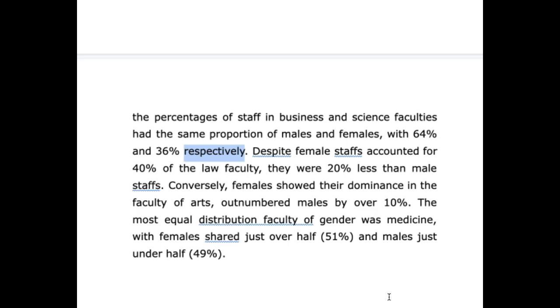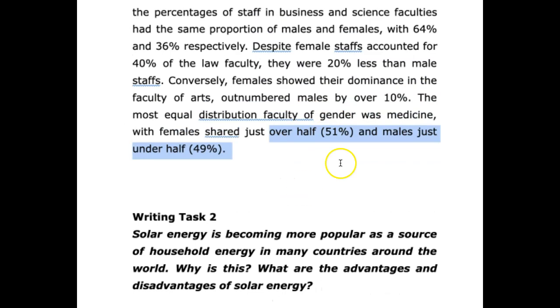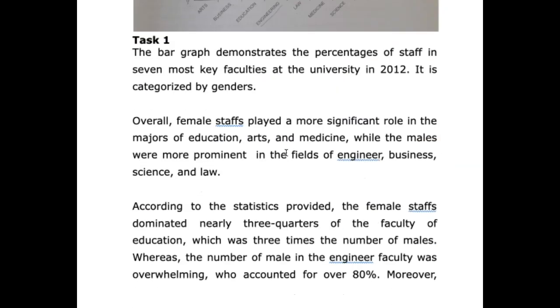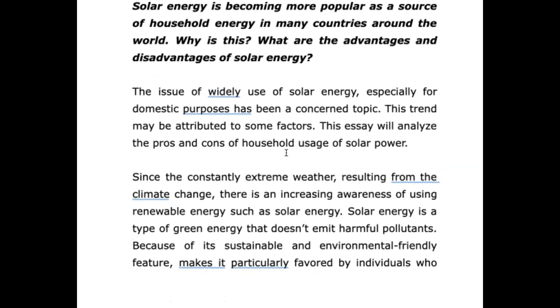Good. The most equal distribution faculty of gender was medicine, whereby females shared just over half and males just under half, 49%. Okay, great. Great use of the brackets there. I like that little touch at the end. So great stuff there, Wen. Let's move on to task 2.